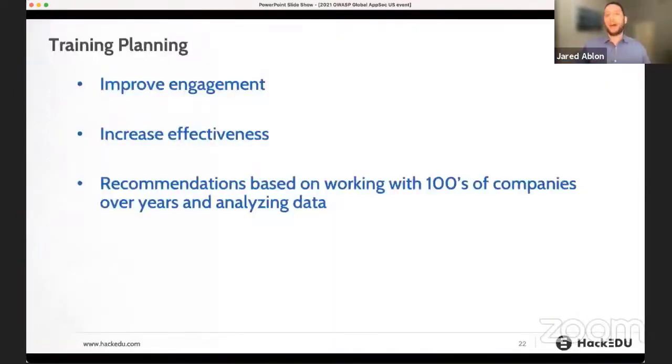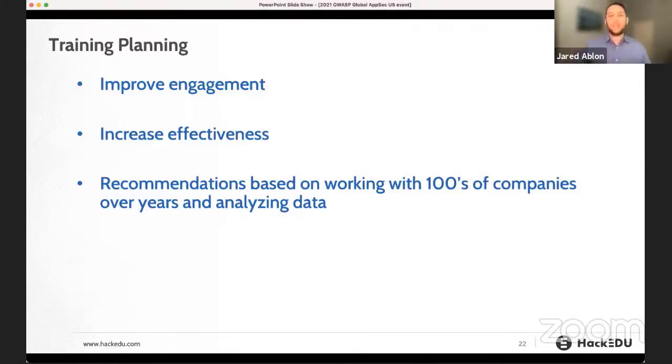So when thinking through how to come up with a successful secure coding training plan, you want to improve the engagement. If you get developers engaged and they're interested and they're actually taking the training, that's step one, right? And then the second most important thing is to make sure it's effective and increase the effectiveness. So these are the two things we do at HackEDU. We really are focused on improving engagement and increasing effectiveness. If you do those two things, you'll see vulnerabilities decrease in your software.